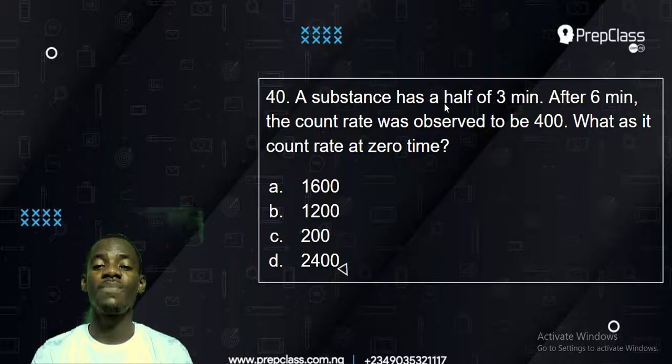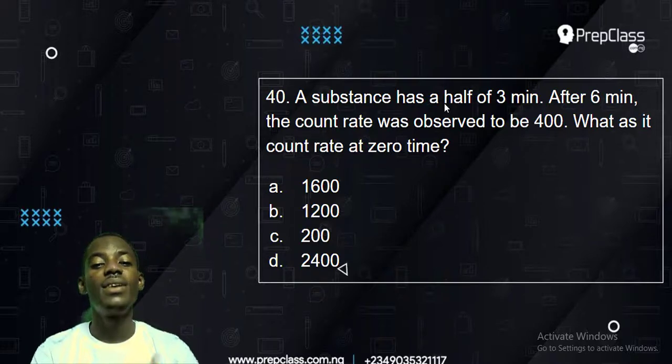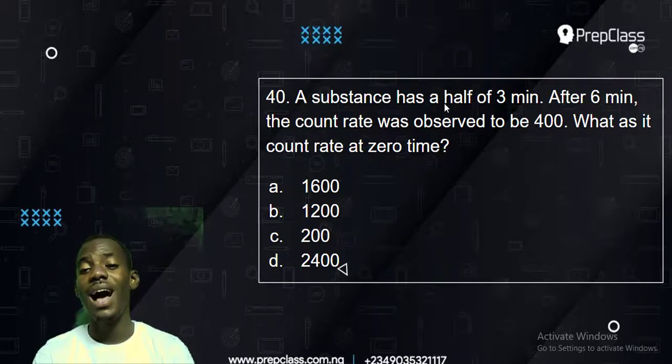Now number 40. A substance has a half-life of 3 minutes. Okay, this is a half-life question. After 6 minutes, the count rate was observed to be 400. So that's straightforward. We are trying to find the count rate at 0 time. Now you are dealing with time, that's minutes, and count rate.